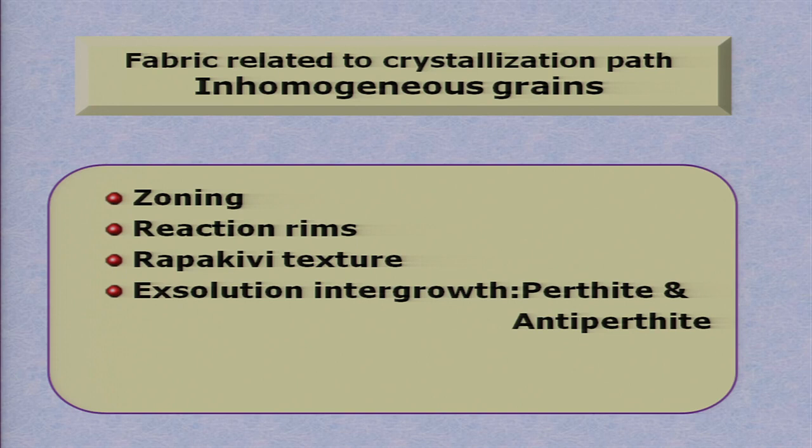Hello learners, in the second part of this program, I will discuss the textures where the grain size is inhomogeneous. It includes zoning, reaction rims, rapakivi texture, exsolution intergrowth, both perthite and antiperthite textures. First, I will take up zoning.